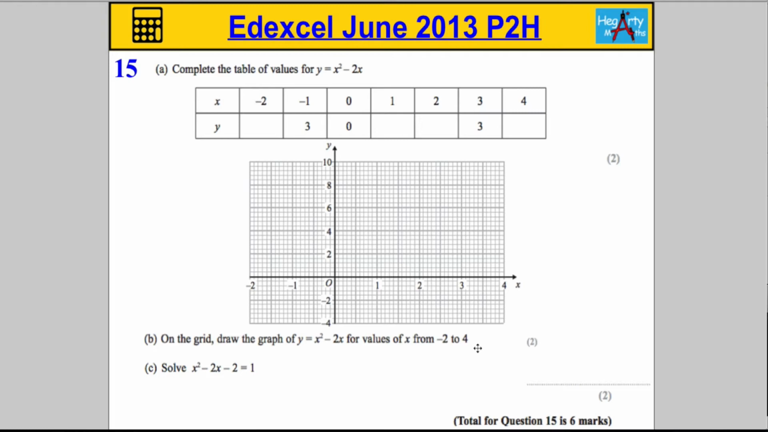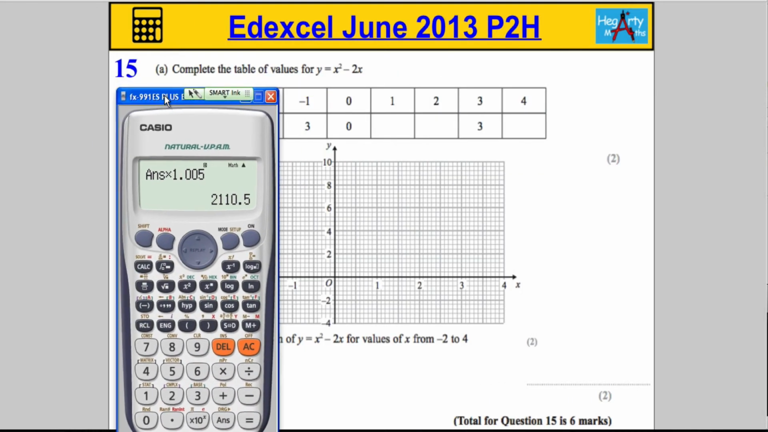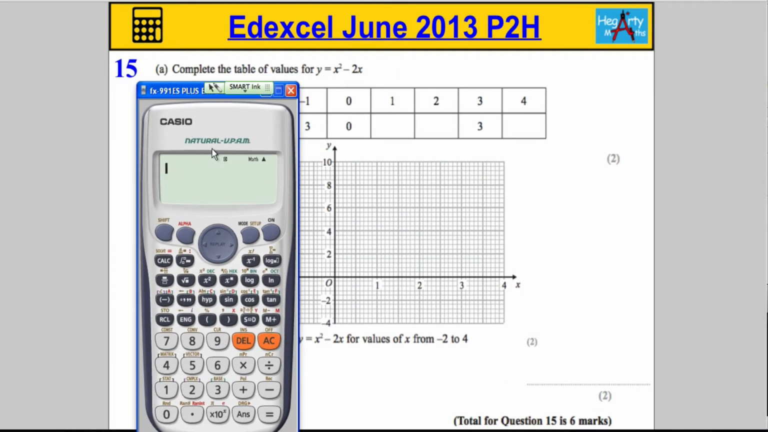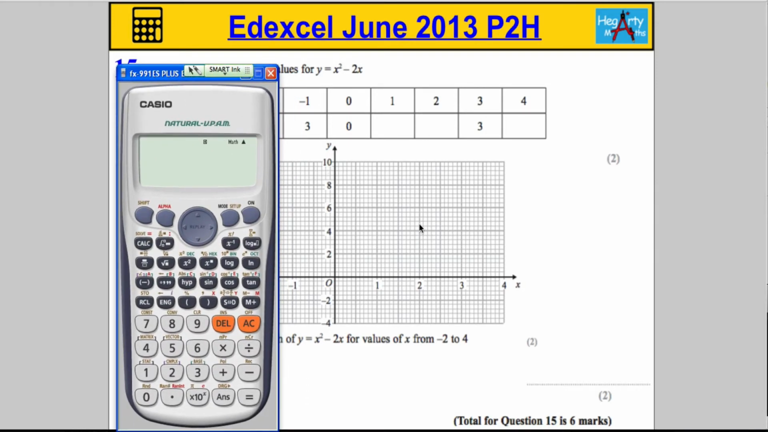Okay, question 15, part A. Complete the table of values for y equals x squared minus 2x. Now I'm going to show you a very important tip here. Given that it's a calculator paper, we can actually let the calculator do all the hard work here. We don't need to do anything. But what we want to do is make sure our calculator is set up properly.